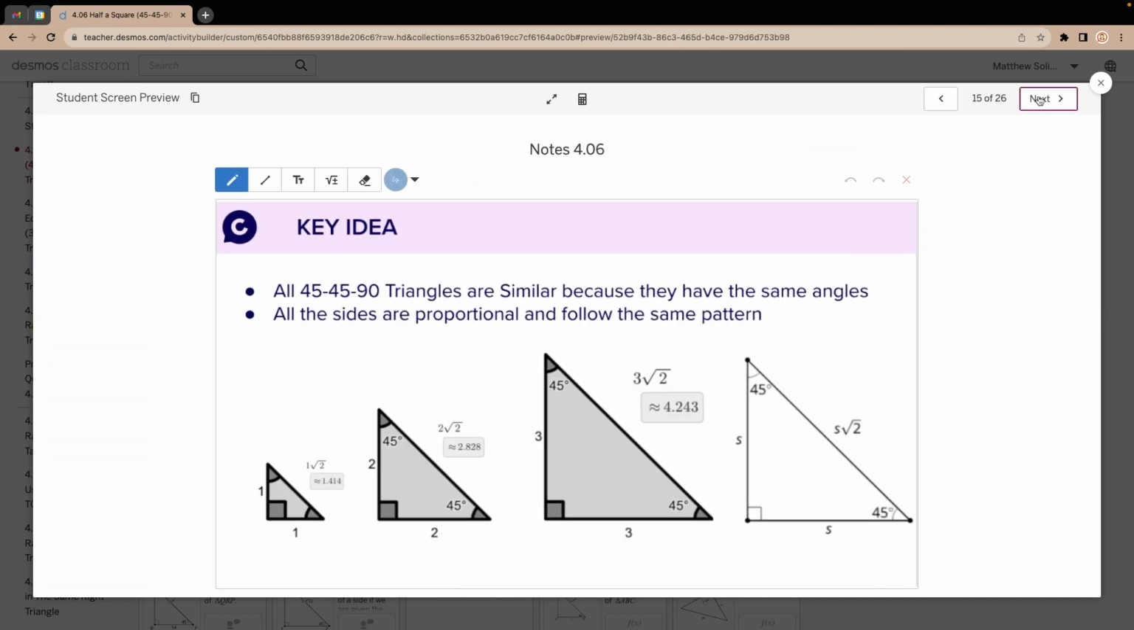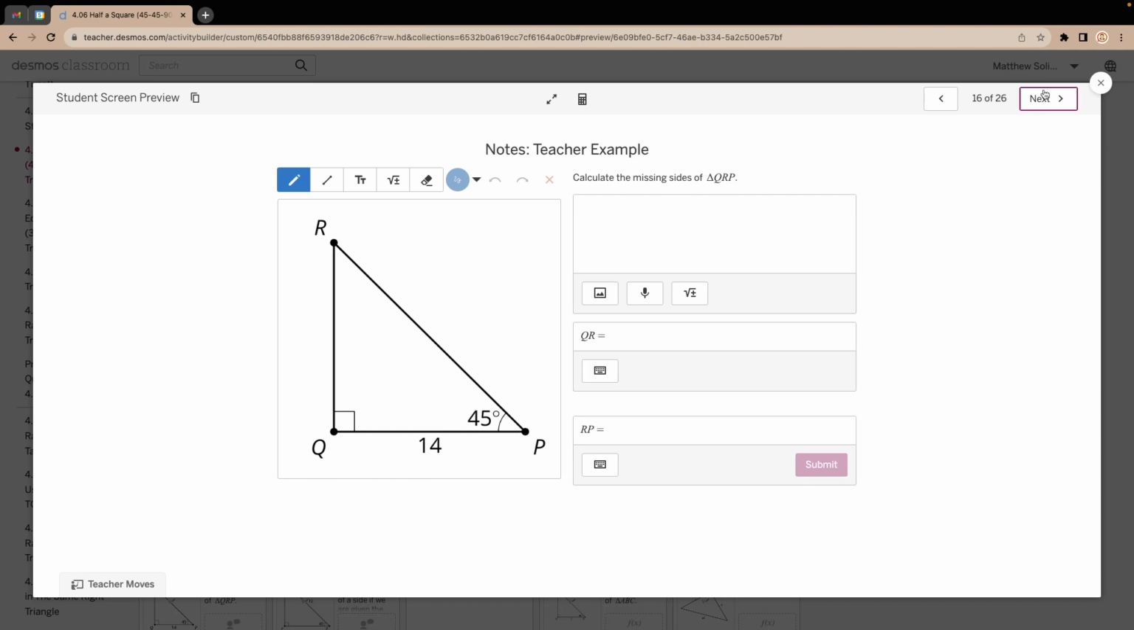So here's what a 45, 45, 90 is. They all follow the same pattern because they are all similar. They all have 45-degree angles and 90, so they are all similar. This is the simplest one, 1, 1, square root of 2. But we could have 2, 2, 2 square root of 2, 3, 3, 3 square root of 2. And then whatever this side is equal to this side, and then that times the square root of 2. They all follow this pattern. So it makes it really easy to figure out missing angles and missing sides in a 45, 45, 90 triangle.